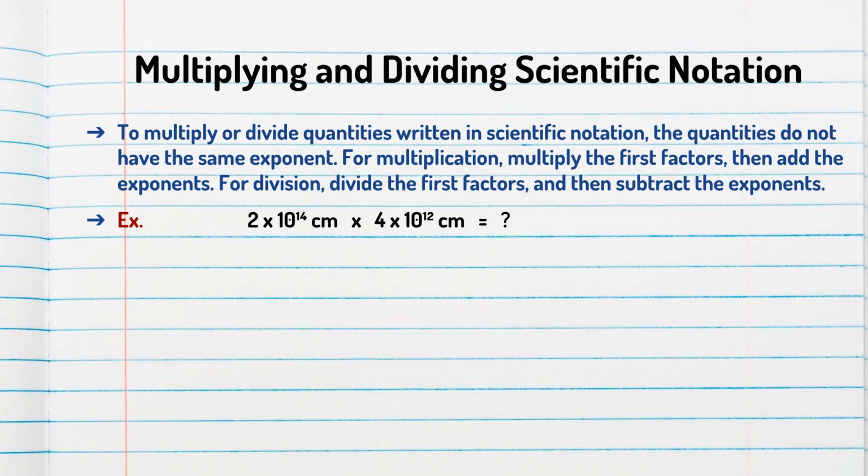So, to multiply and divide in scientific notation, the quantities do not have to have the same exponent. For multiplication, you multiply the first factors, then add the exponents. For division, you divide the first factors and then subtract the exponents. So if I multiply these two together, I have 8 times 10. I add these, right? 26.